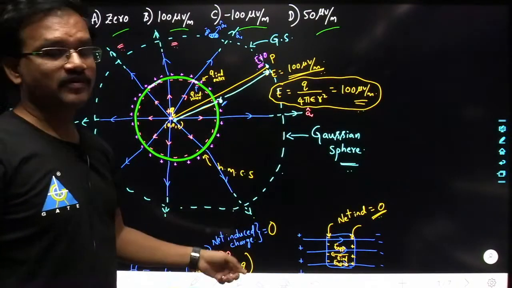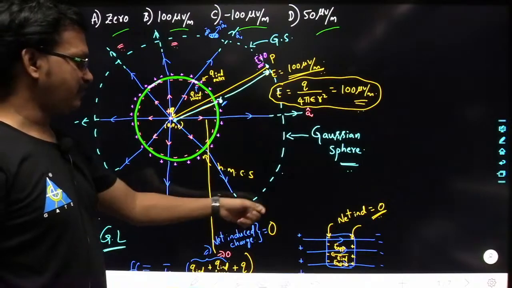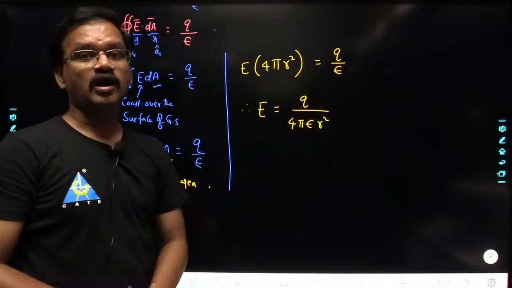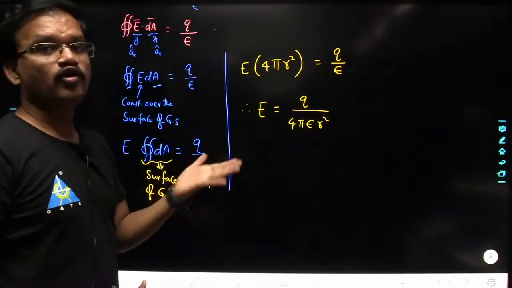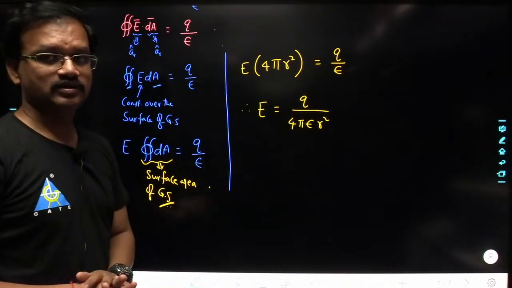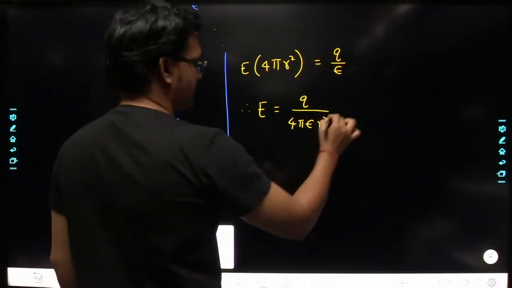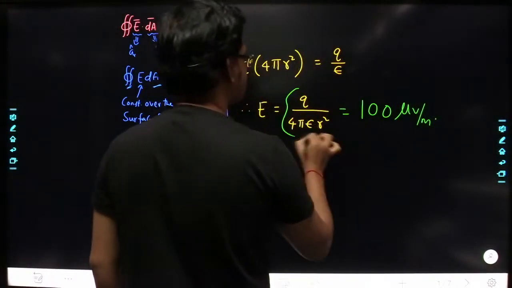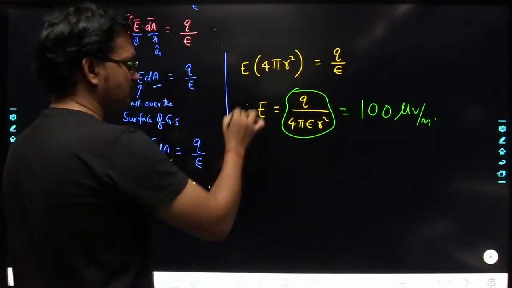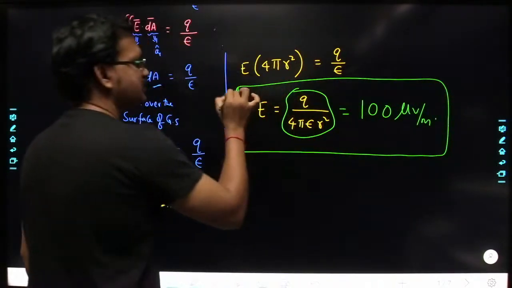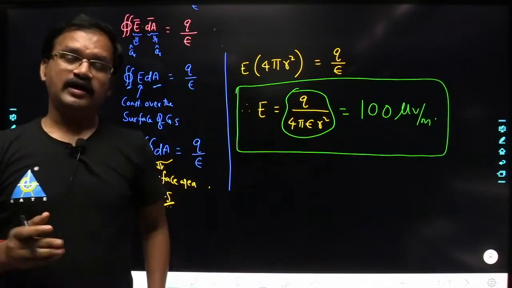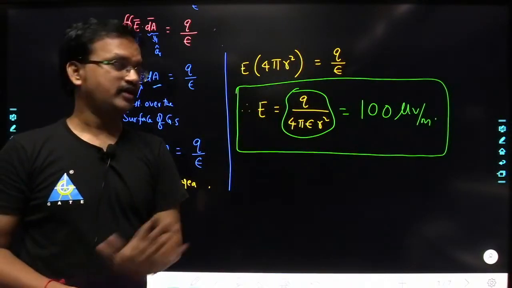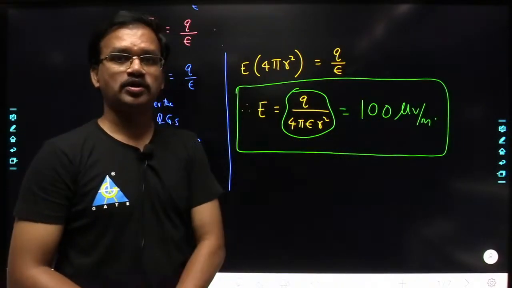So after enclosing with a metallic conducting sphere also, we got the electric field expression as Q by 4 pi epsilon r square, which is the same as before enclosing the charge with a metallic conducting sphere, right? So that means this value must be equivalent to 100 microvolt per meter. Yes or no? So that means before enclosing this with a metallic sphere and after enclosing it with a metallic sphere, the electric field at point P is not changing. It remains the same, that is 100 microvolt per meter.